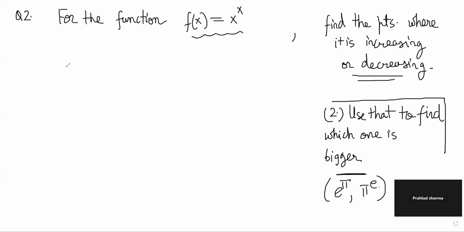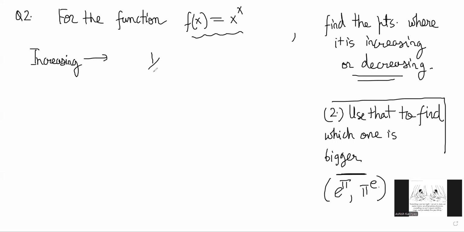Sir, x की power x is increasing in 1 by e से infinity and decreasing in 0 से 1 by e. If you do the derivatives properly, it will come increasing in 1 by e to infinity and decreasing in 0 to 1 by e.